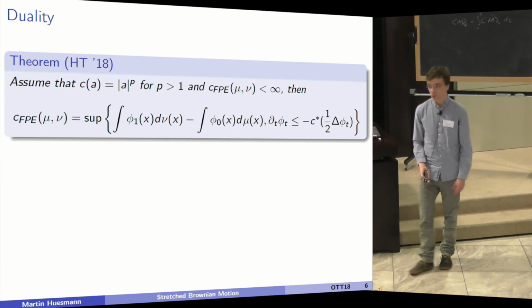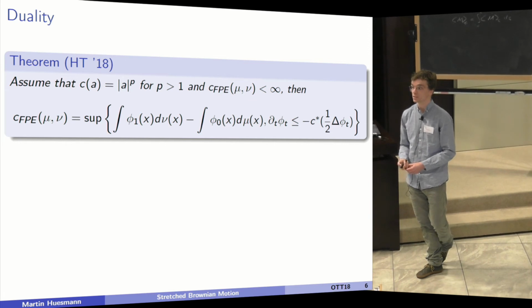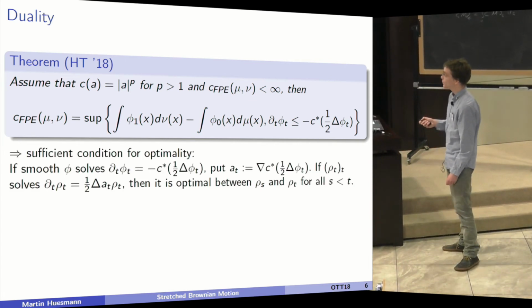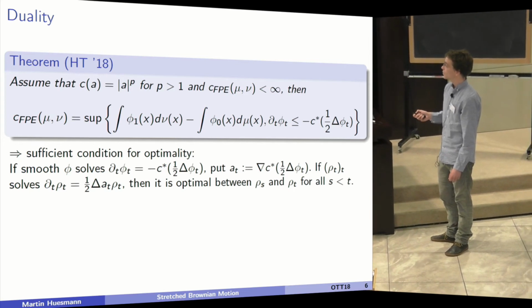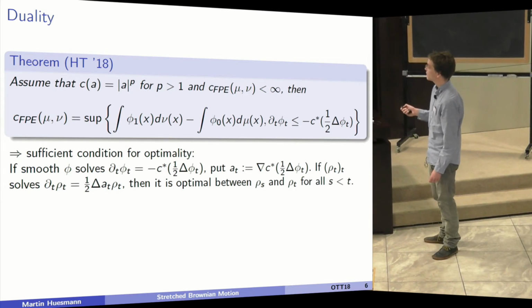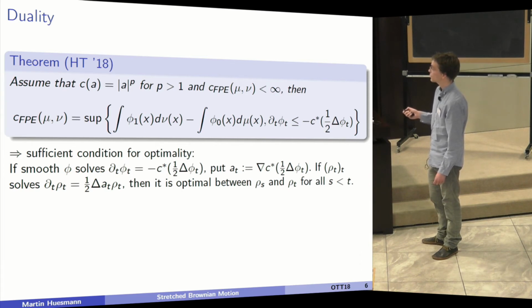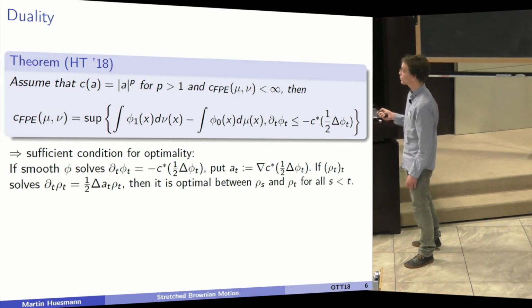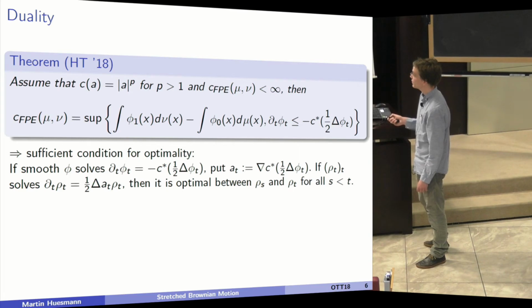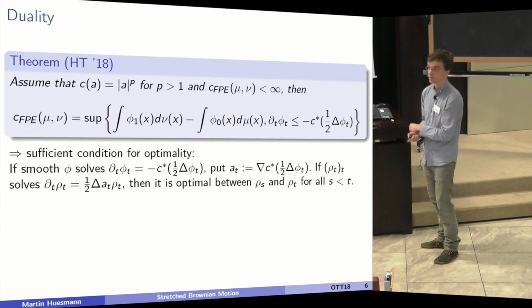Now this is quite nice, and the first thing that you do as soon as you have duality is that it allows you to get some kind of optimality condition. So now there's a sufficient condition for optimality. If you have a solution to this equation which is sufficiently nice, say smooth, then you can construct out of this solution a diffusion coefficient A via this formula. You plug in the Laplacian of phi t, and take the gradient of C star. This gives you the right diffusion coefficient. Now you plug this into the Fokker-Planck equation, you solve it, and the solution will be optimal between its marginals between each time S and T. And this is automatic just because of this duality.